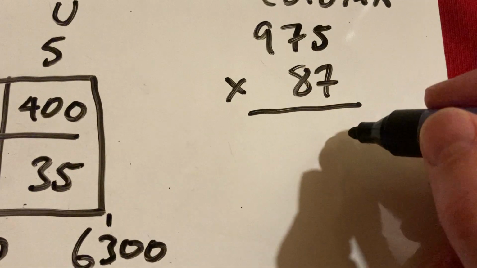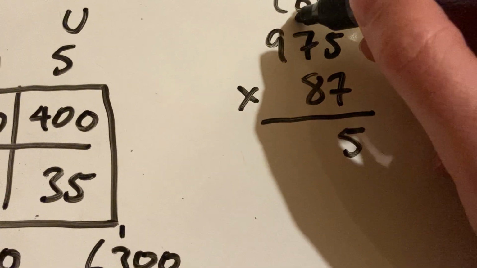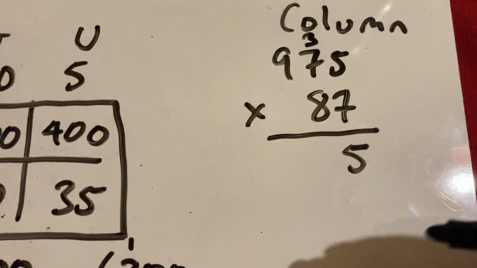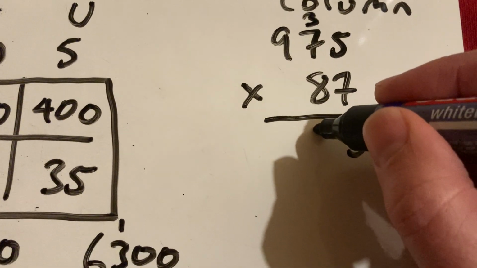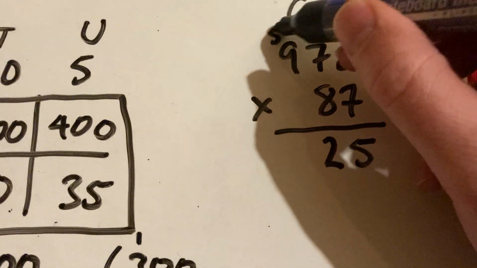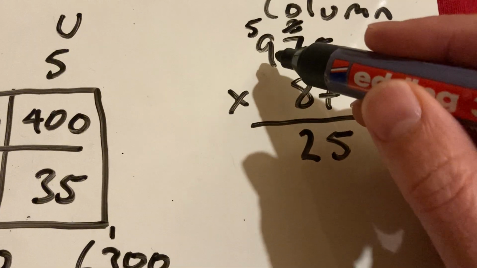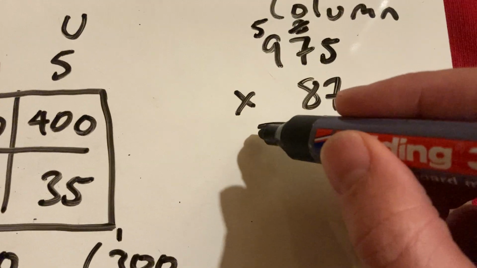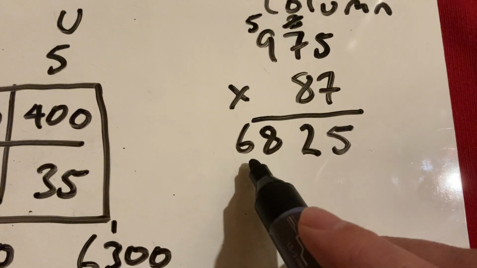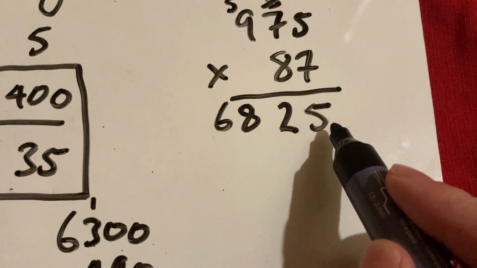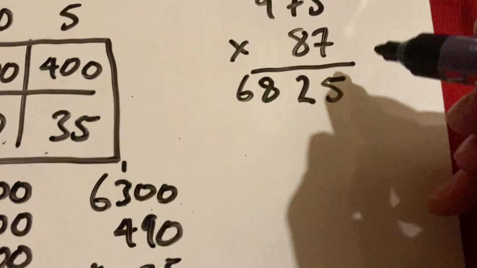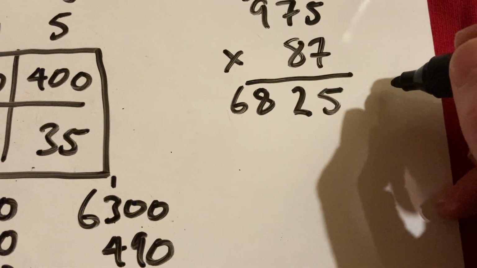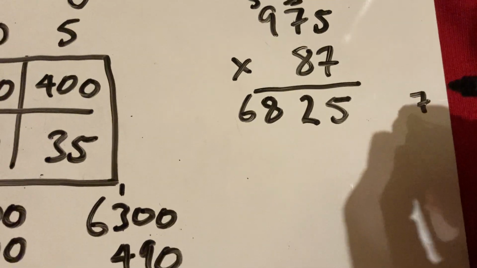So 7 times 5 is 35, carry the 3, 7 times 9 is 63, adding those 3 is 52. Cross those off once we're done. 7 times 9 is 63, plus that 5 is 68, put 6,825, which is the same number we saw there. So that is the 7, that's the timesing by 7.